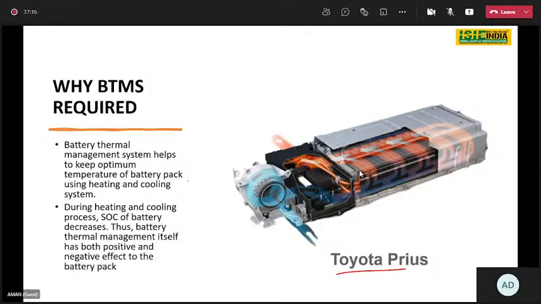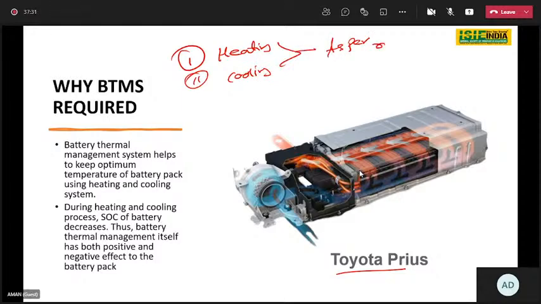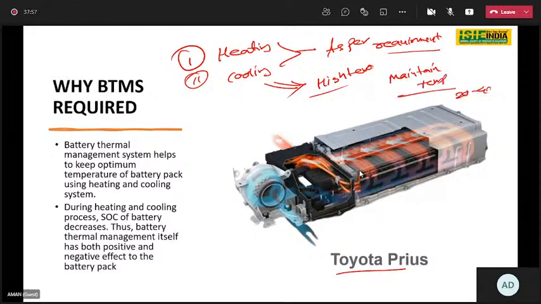So here we are doing two different operations. First one, we are heating, and at the same time cooling. As per requirement, we are using both operations. If the battery is working at a very high temperature, we are performing a cooling operation to maintain the temperature. Okay, this is between 20 to 40 degrees Celsius.